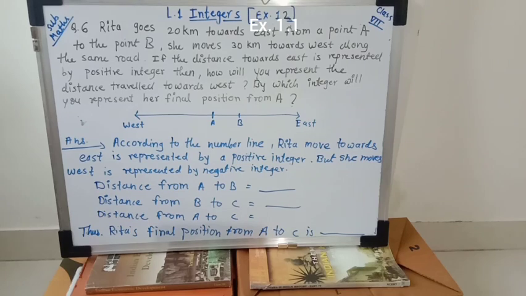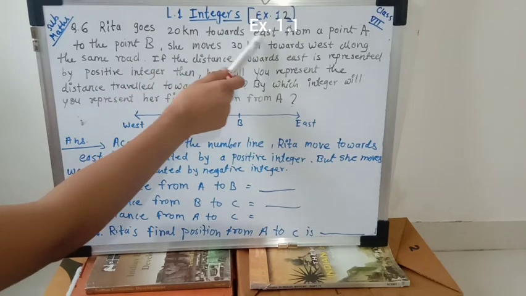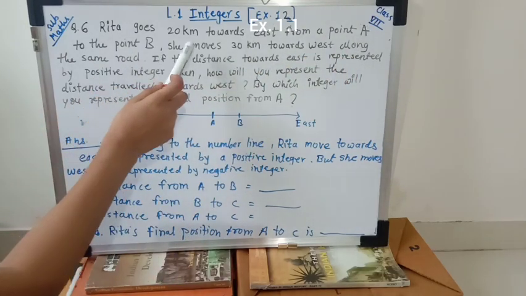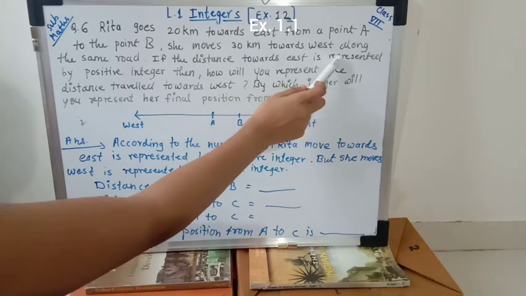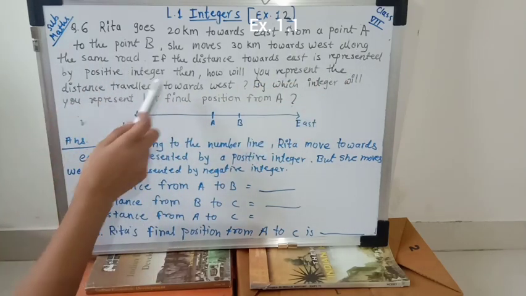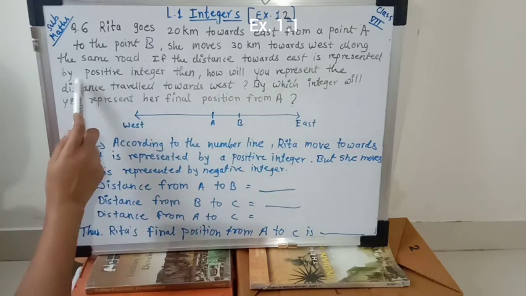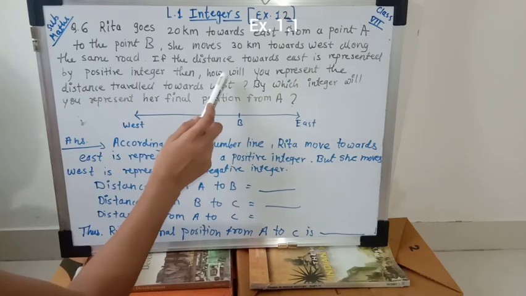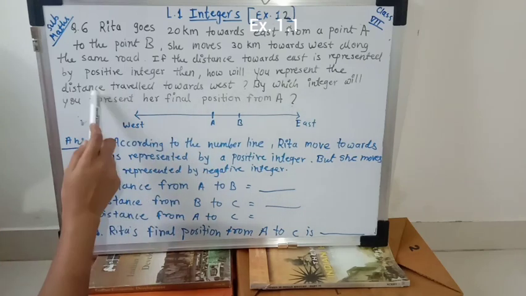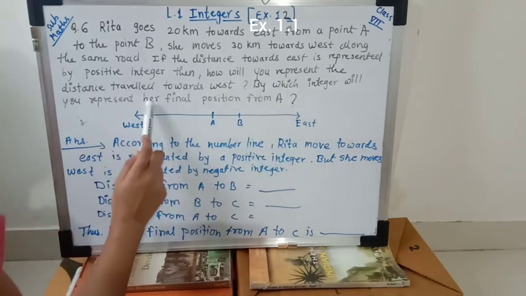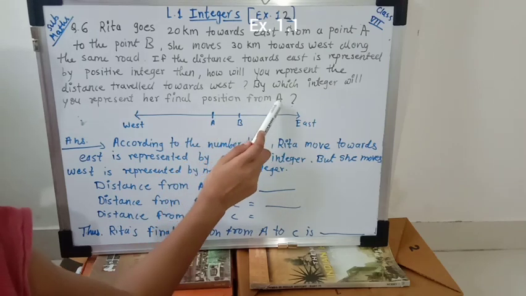Now let's see question number 6. Rita goes 20 km towards east from a point A to the point B. She moves 30 km towards west along the same road. If the distance towards east is represented by a positive integer, then how will you represent the distance traveled towards west? By which integer will you represent her final position from A?